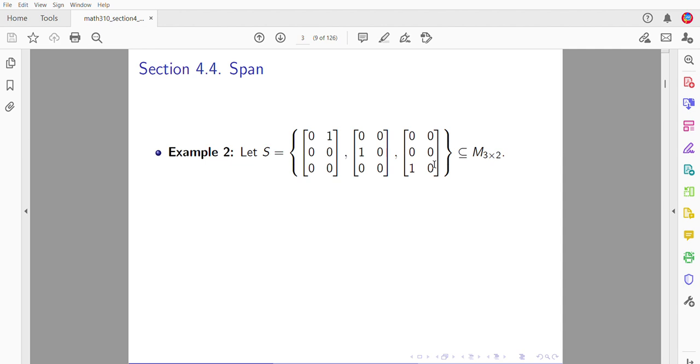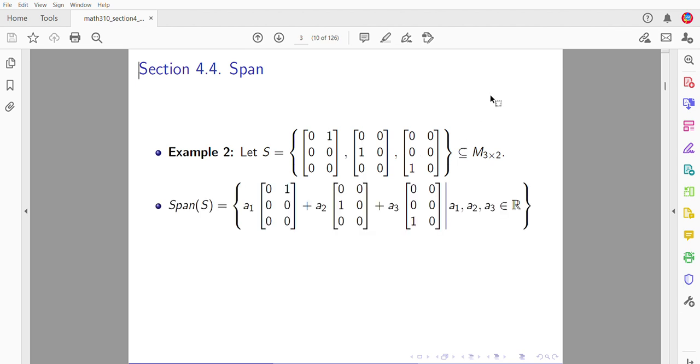Here is another example. Consider 3 by 2 matrices. Okay? So 3 by 2 matrices, I've chosen only 3 matrices. One here, and one here. Everybody else is 0. So what do you think is the span? A1 times the first matrix plus A2 times the second matrix plus A3 times the third matrix, where A1, A2, A3 can be any real numbers.